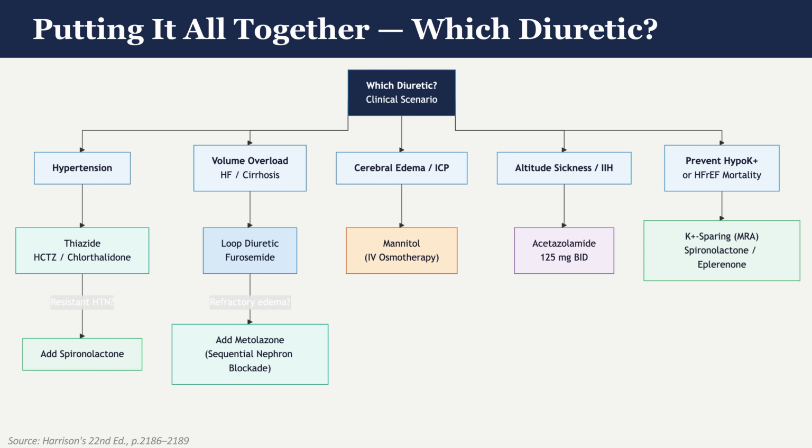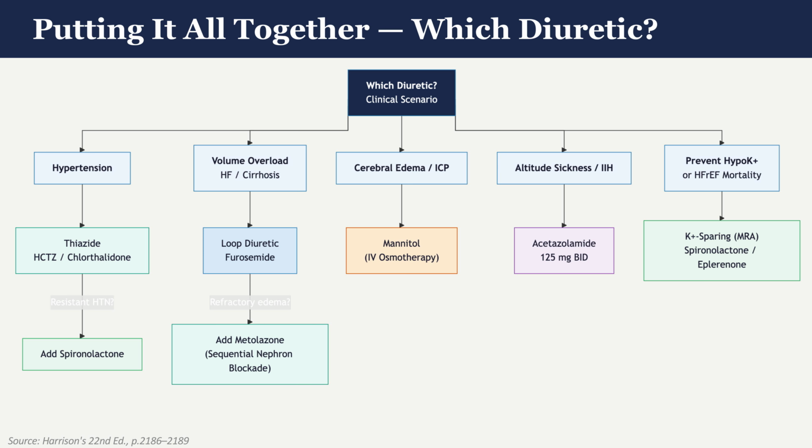Now let's connect the dots. When do you actually reach for which diuretic? Hypertension, start with a thiazide, chlorthalidone preferred. If blood pressure is resistant, add spironolactone, one of the most effective add-on agents, especially in low renin states. Volume overload from heart failure or cirrhosis, loop diuretic, furosemide first, or torsemide if gut absorption is a concern. If the patient becomes refractory, add a thiazide-like agent like metolazone for sequential nephron blockade. You're hitting 2 transporters at once for enhanced natriuresis, but watch the potassium.